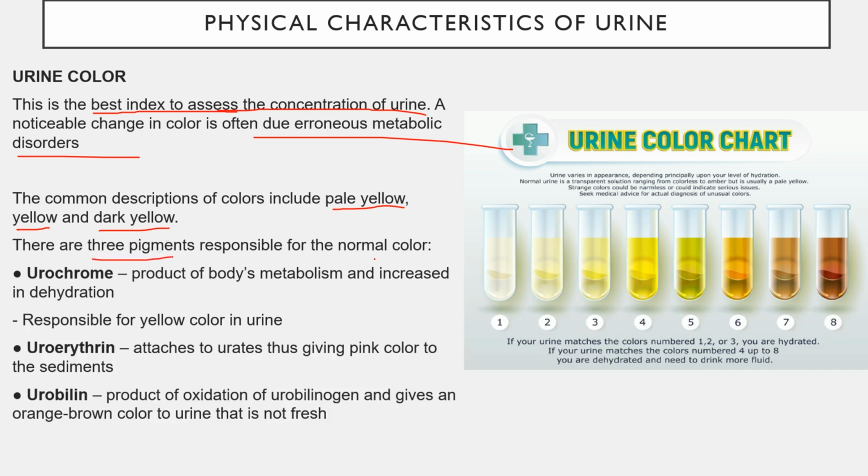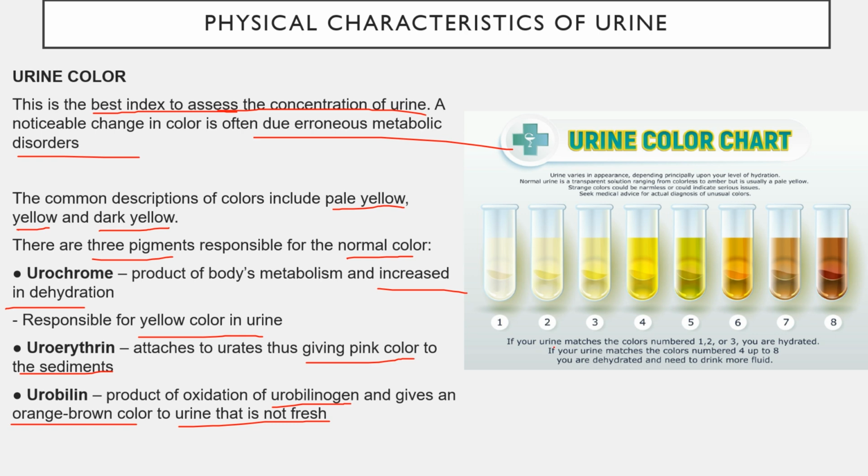There are three pigments responsible for normal color. Urochrome, this is a product of body's metabolism and is increased in dehydration, responsible for the yellow color in urine. Then we have your uroerythrin. This would attach to urates, thus giving pink color to the sediment. And then urobilin. This is a product of oxidation of urobilinogen, and would give an orange brown color to urine that is not fresh.